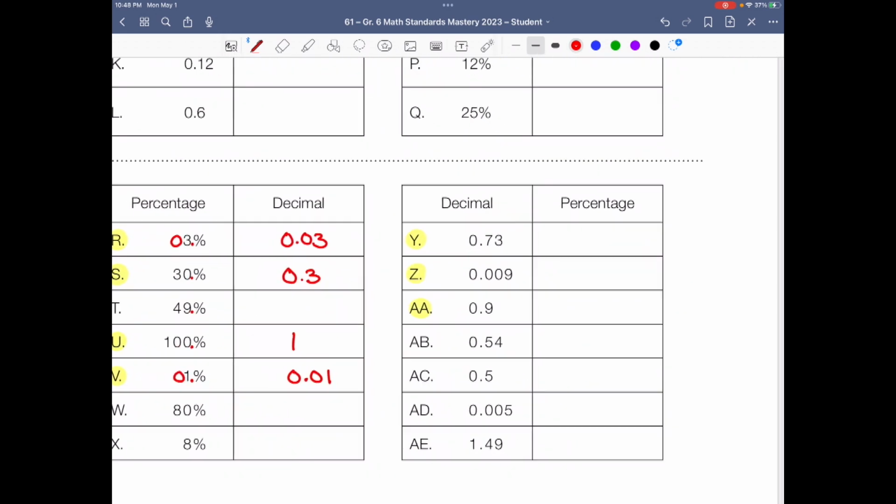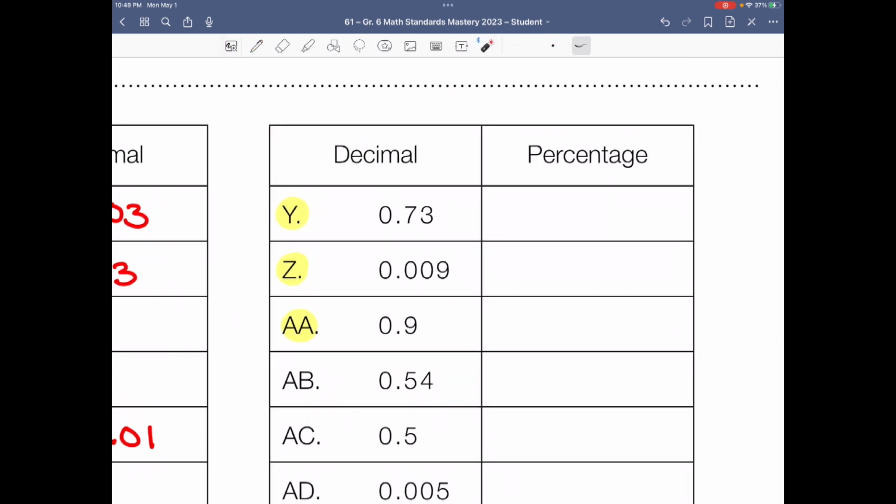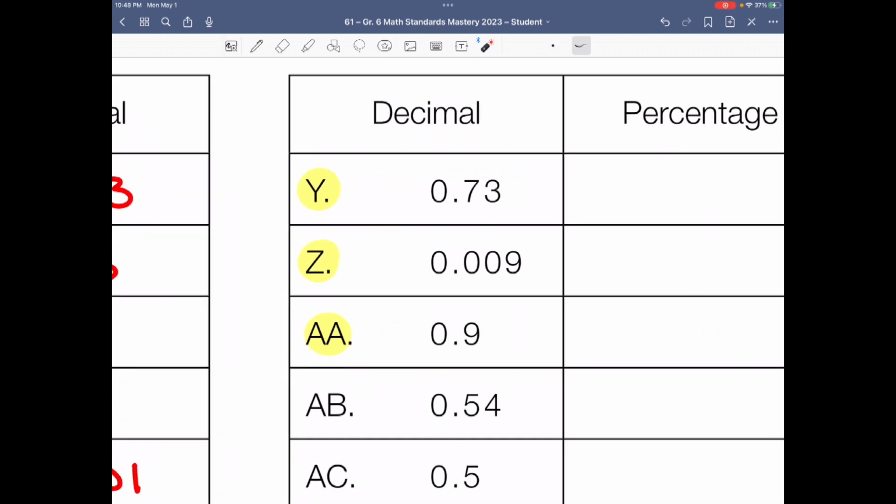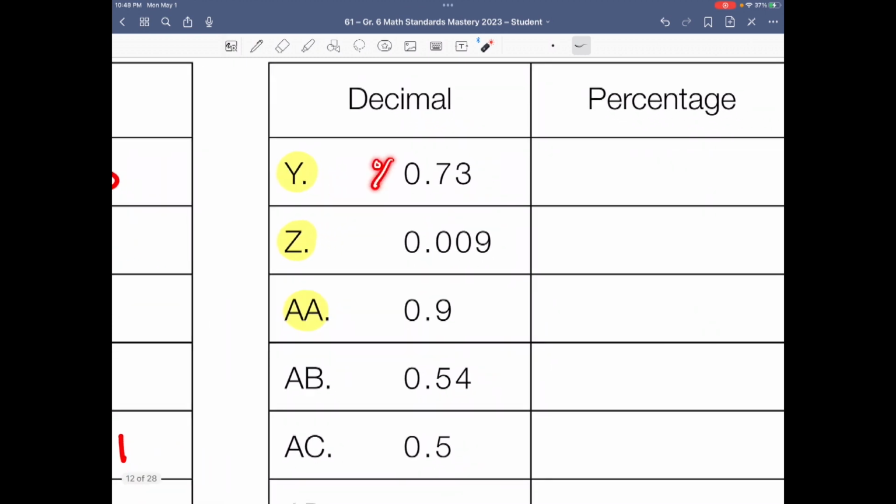All right, let's finish up with the other side. Convert these decimals into percentages. And remember, when you convert a decimal to a percentage, this looks weird because this is not where the percent symbol goes. It goes on the other side. So allow this decimal to chase the percent symbol 2 times to the right. Here we go. Touch and count 2 scoops. 1, 2, that's where the decimal goes. So this will be 73%.